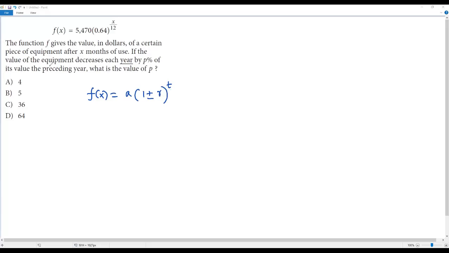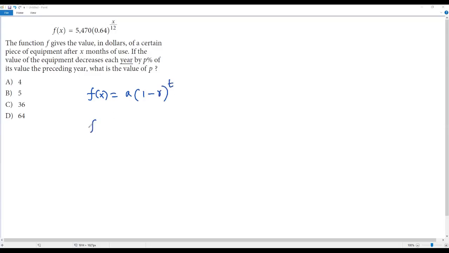So in our question, the value of the equipment decreases each year. That is, the time is given in years. So the unit of t has to be in years. Whatever value I plug in for t, it has to be in years. Now, since clearly it's exponential decay because the value of the equipment decreases each year, instead of plus or minus, we can take the negative sign.